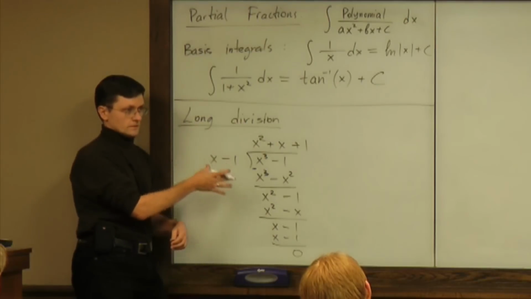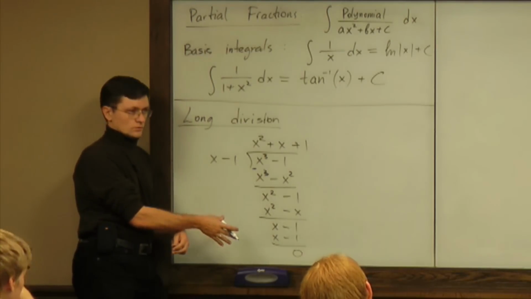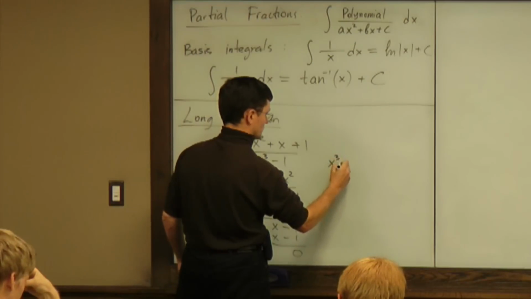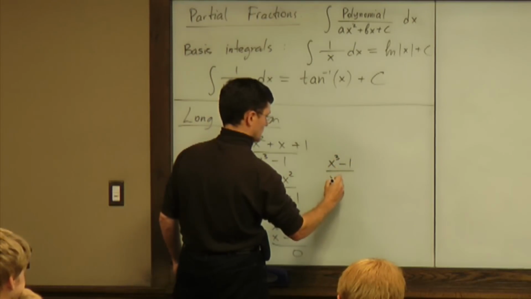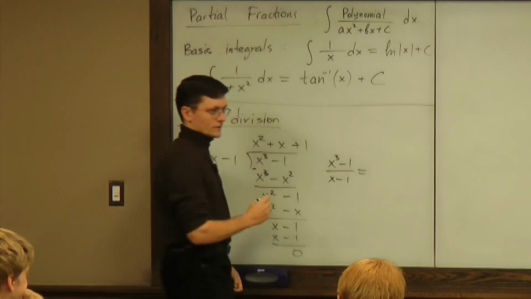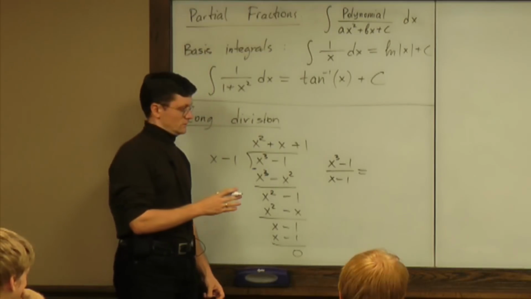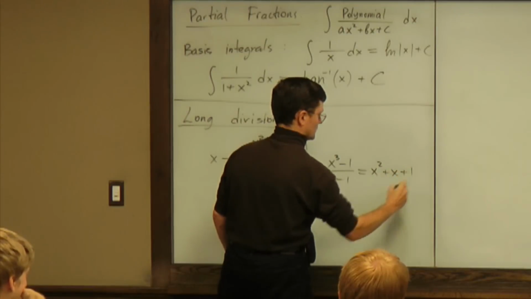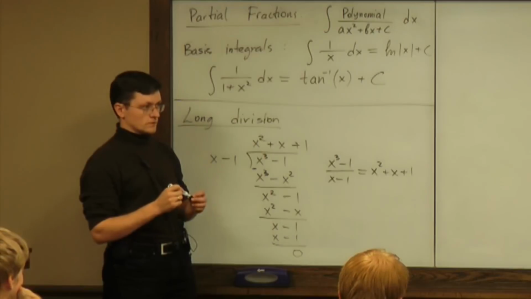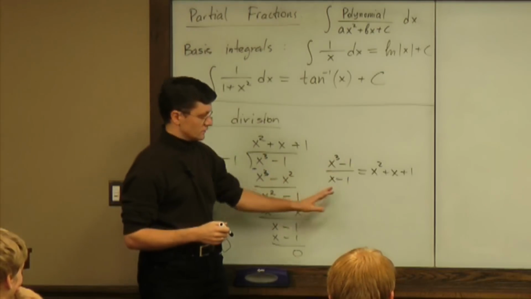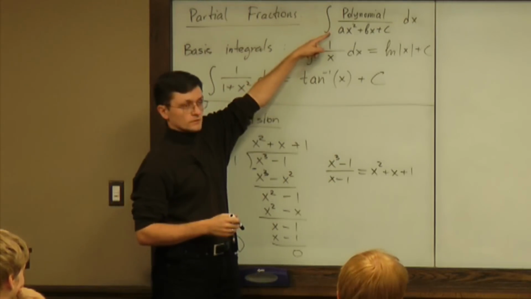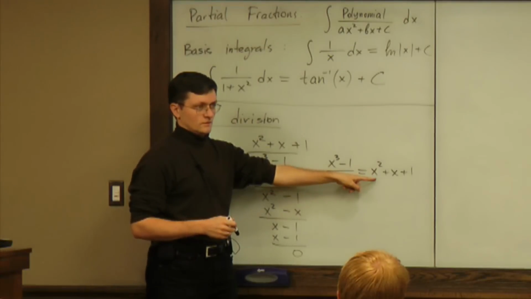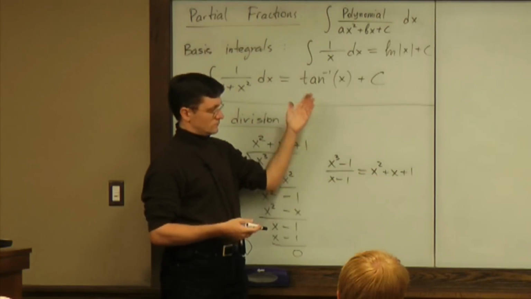So what does this mean in terms of fractions? It means that x cubed minus 1 divided by x minus 1 is exactly equal to x squared plus x plus 1. That's exactly what it means. So, it means that if you see this fraction in the integrand, you just proceed with the long division, you end up with the powers, you finish integration.